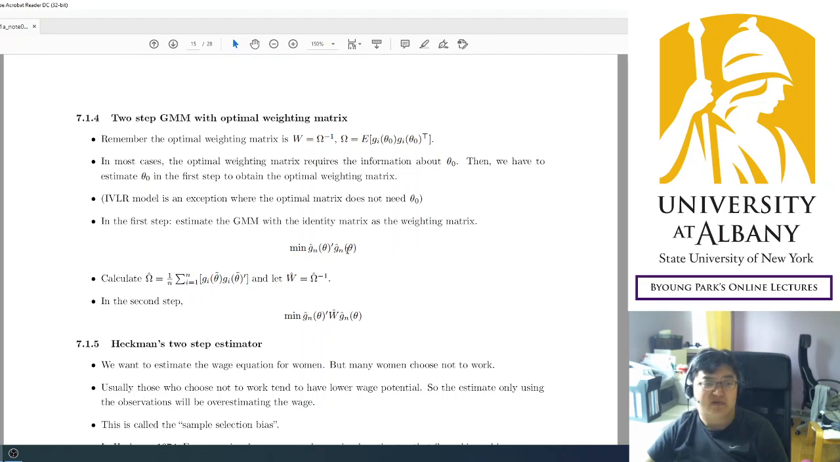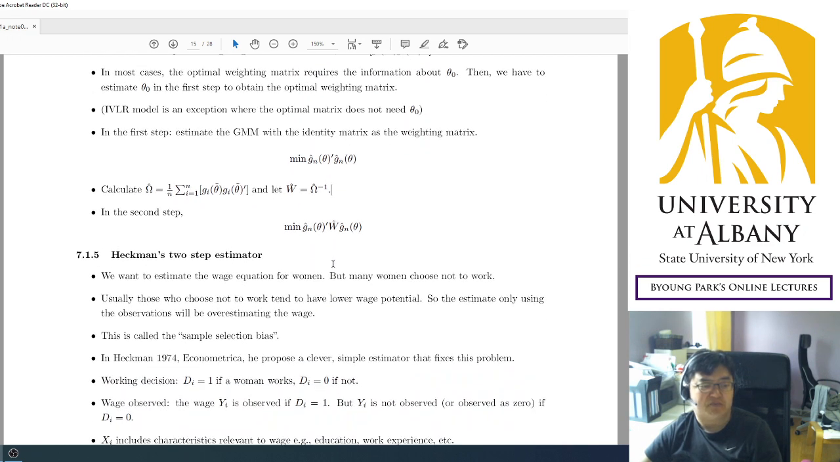And another example is GMM, the optimal weighting matrix example. In the first stage, you estimate the parameter without using any weighting matrix, or any weighting matrix you want, typically the identity matrix. Then from the first stage estimation, you estimate the variance of the moments, and using the variance estimator from the first stage, you obtain the efficient estimation in the second stage. So the second stage is more efficient.